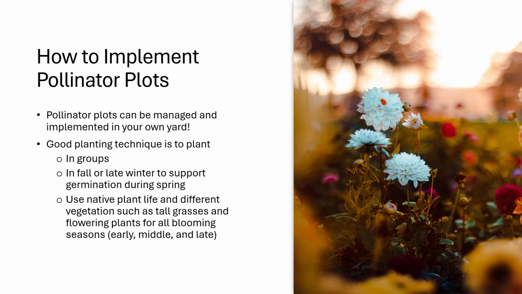Some other good planting techniques is planting in fall and late winter. This helps support the germination of when we get our large amounts of rainfall during the springtime. You also can incorporate the blooming seasons, because not everything blooms in spring, not everything blooms at the start. Sometimes stuff blooms a little bit later, and that's at the end of spring. Sometimes that's in summer. And incorporating tall grasses and flowering plants as well as shrubbery can help support that early, middle, and late season blooming.